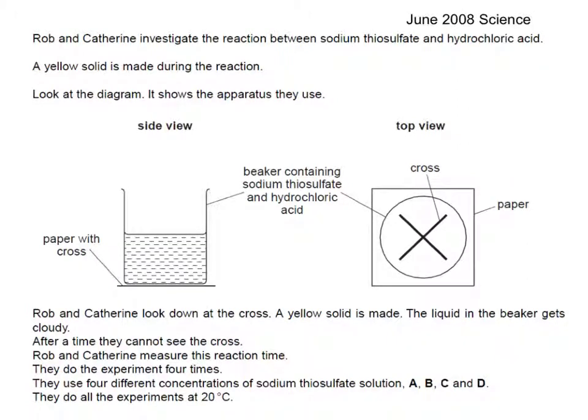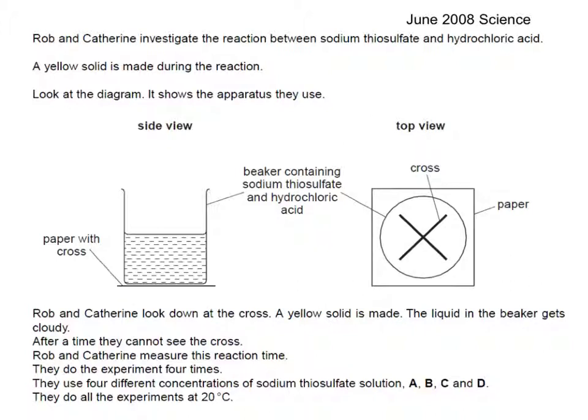Here's an example exam question. Rob and Catherine investigate the reaction between sodium thiosulfate and hydrochloric acid. A yellow solid is made during the reaction. Look at the diagram, it shows the apparatus they use. So they're putting it in a beaker, in this case, on top of a piece of paper with a cross on it, and the beaker contains the sodium thiosulfate, or thio solution, and hydrochloric acid. Rob and Catherine look down at the cross, the yellow solid is made and liquid in the beaker becomes more cloudy.